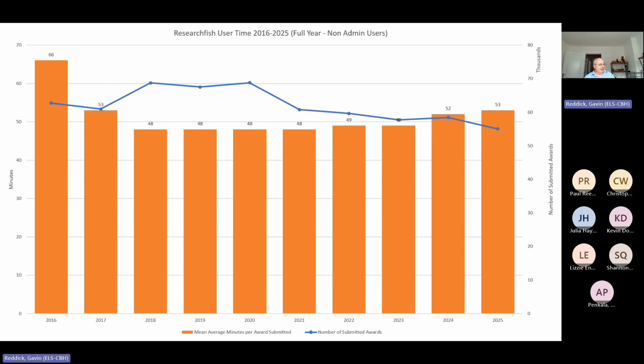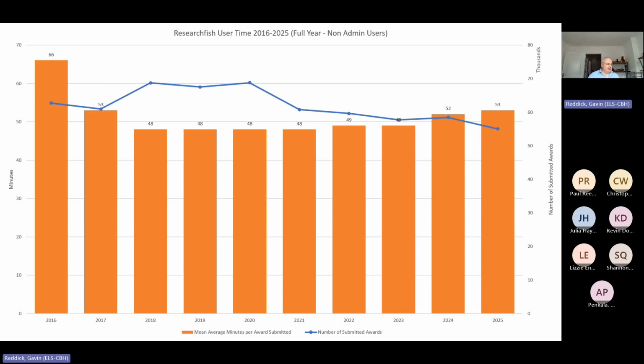On the full year stats, it's been fairly consistent at about 48, 49 minutes, slightly higher than the Q1 times. The Q1 times are based more around researchers with more awards that have some level of frequency, particularly in the UK. The rest of the year is a combination, and so people tend to spend a little bit more, so that's what brings the time up.